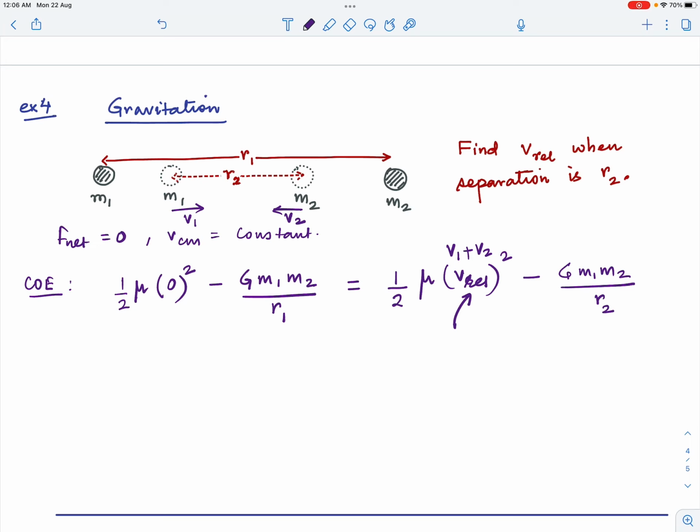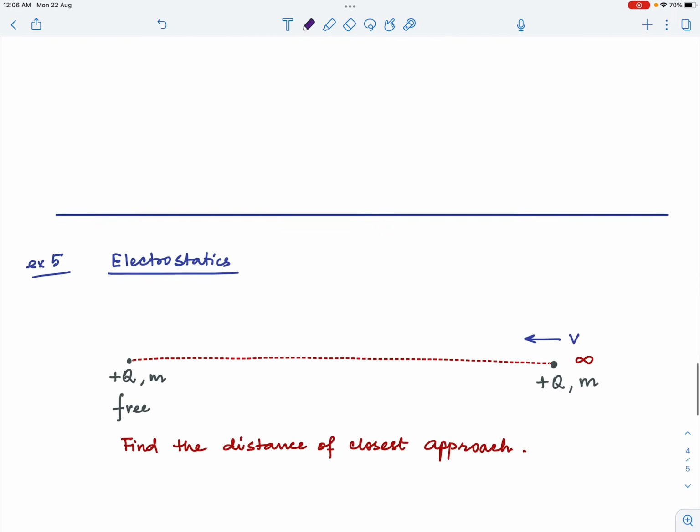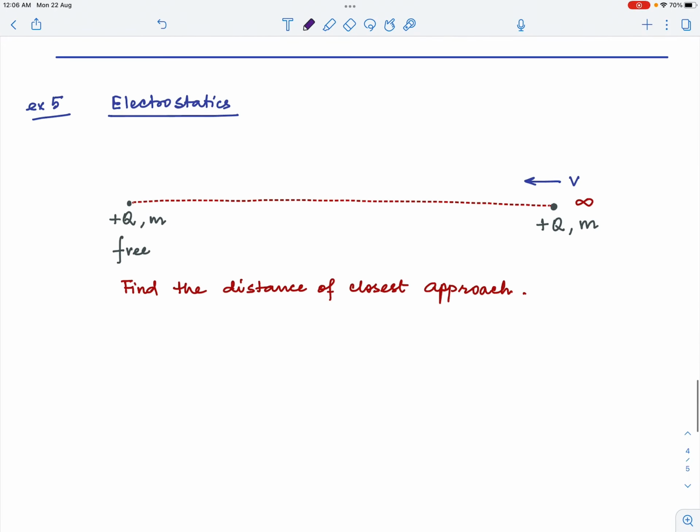So, see that one single equation here is giving us the relative speed of the two particles. We can just solve this equation to get our answer. A similar application of reduced mass comes in electrostatics also, because of the similarity in the nature of forces that we have in gravitation and electrostatics. So, let us look at one question from here also.